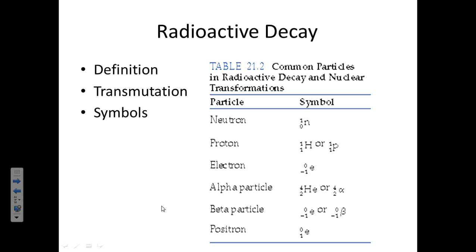Are we going to have to know these in the test? Like from memory, or will there be choices? You need to know these symbols. Yes.